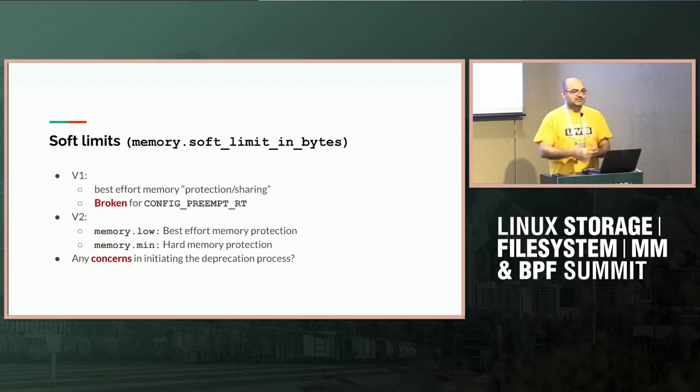What's the... I think that Google is still actively using the soft limit in Python. Google is not using this. Google deleted the code that was using this API file, and they just use the API for something else, which is actually memory.min.